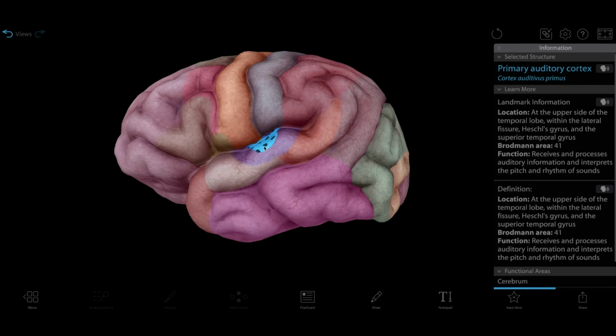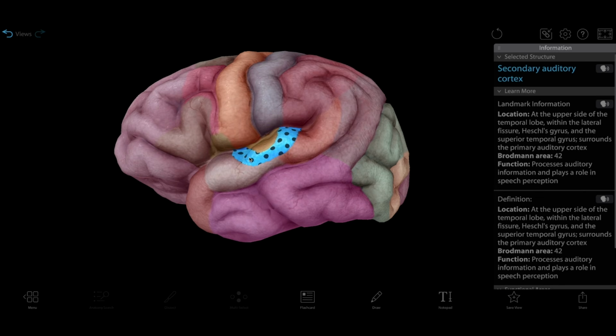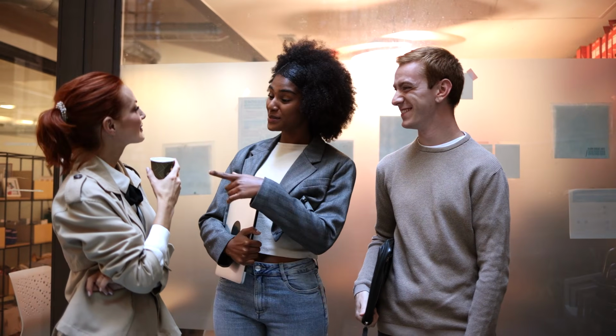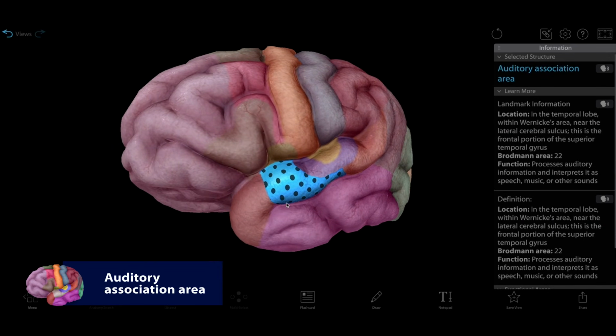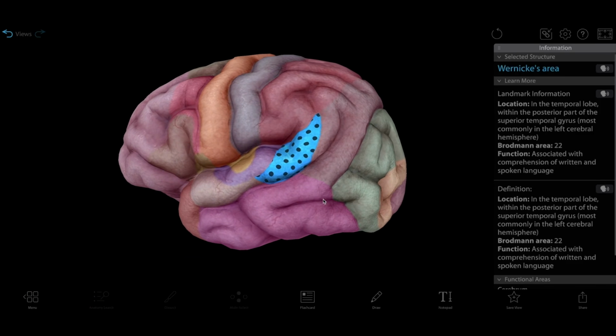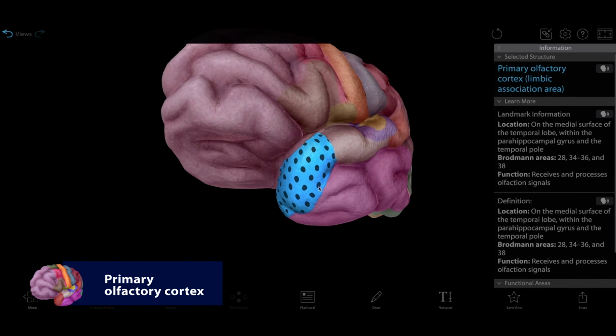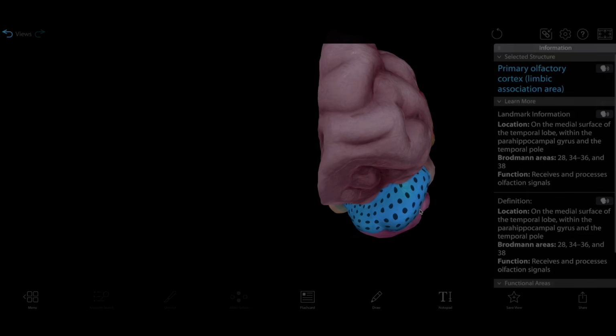The primary auditory cortex receives auditory input and processes pitch and rhythm. The secondary auditory cortex further processes auditory information and is involved in the perception of speech. The auditory association area is another auditory processing region that interprets the meaning of sounds. Wernicke's area, located in the superior temporal gyrus, usually on the left side, is associated with the comprehension of spoken and written language. The primary olfactory cortex, or limbic association area, receives and processes olfaction signals.